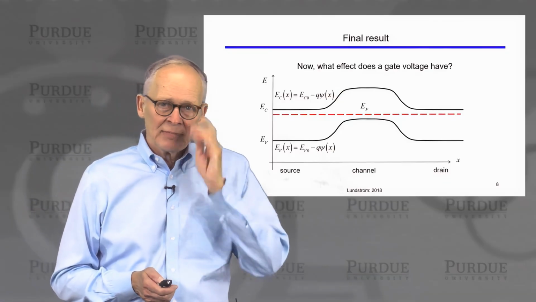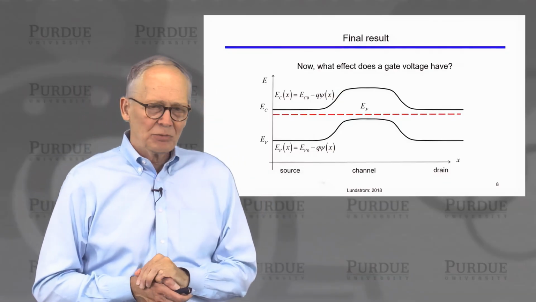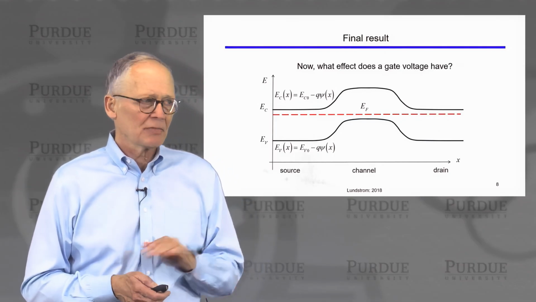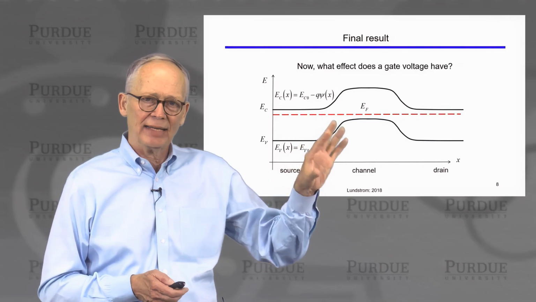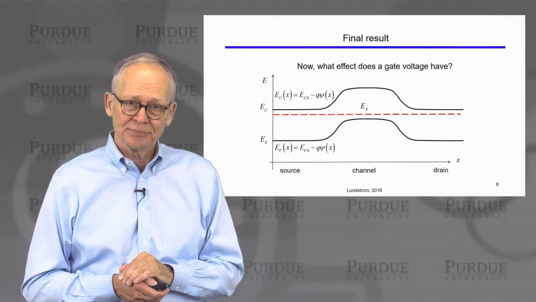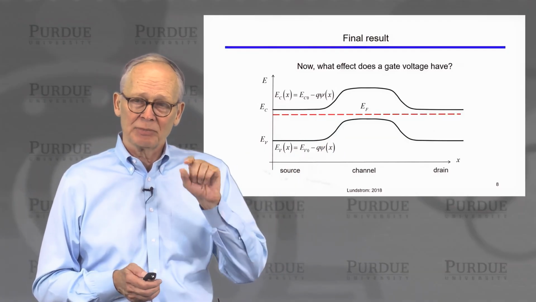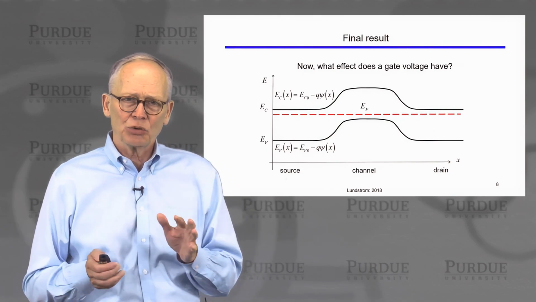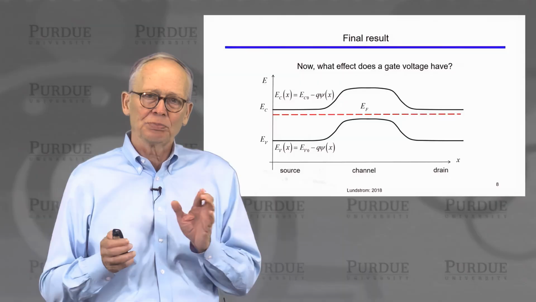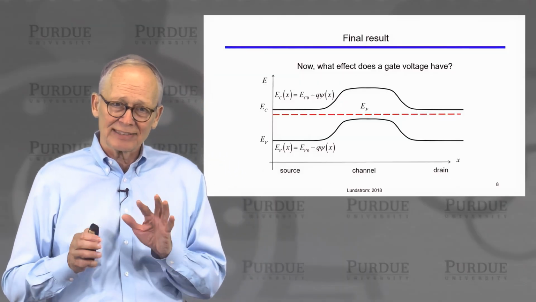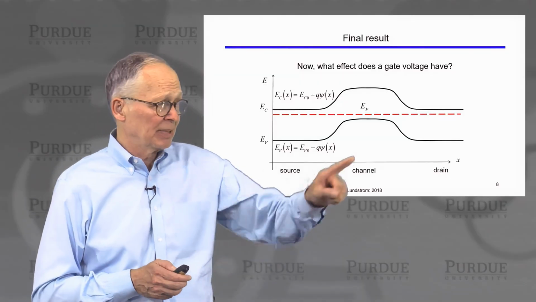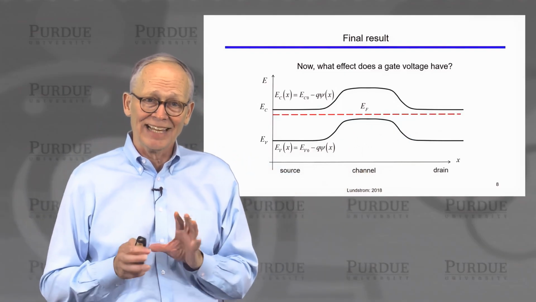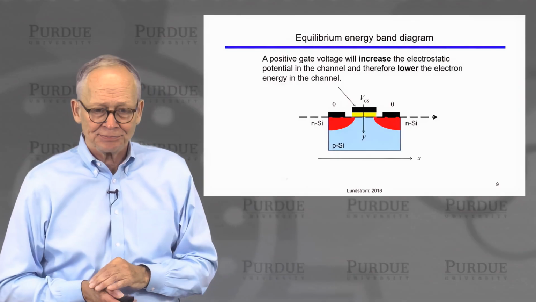Okay, all right. Now, we're going to ask ourselves the question, if we apply a gate voltage, what effect does a gate voltage have on this energy band diagram? We'll still be in equilibrium because remember, the gate electrode is separated from the semiconductor by an insulator. No current will flow. There will be no slope to the quasi-Fermi level. The semiconductor is still in equilibrium because we're not applying a voltage between the drain and the source. We're just applying a voltage to the gate and asking what happens.